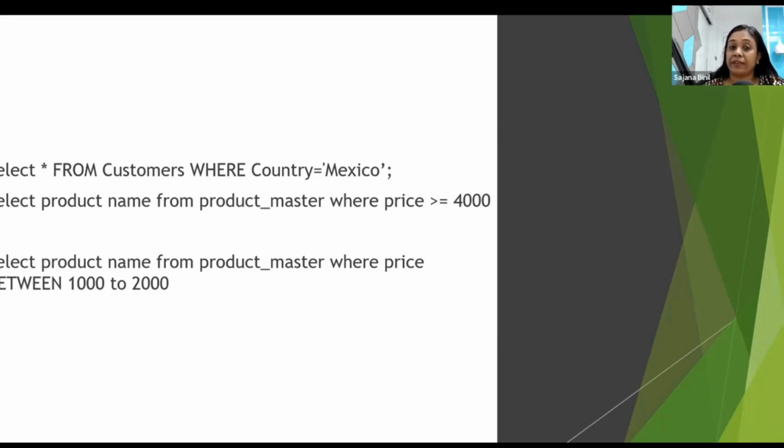Now look at the second query. Select product name from product master where price is greater than or equal to 4,000. What will this show me? What will be the output of the second query?